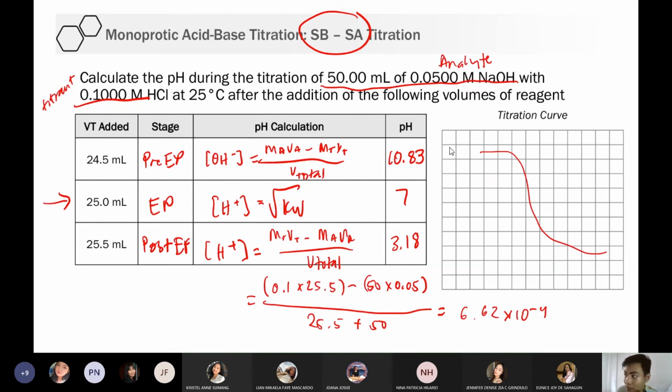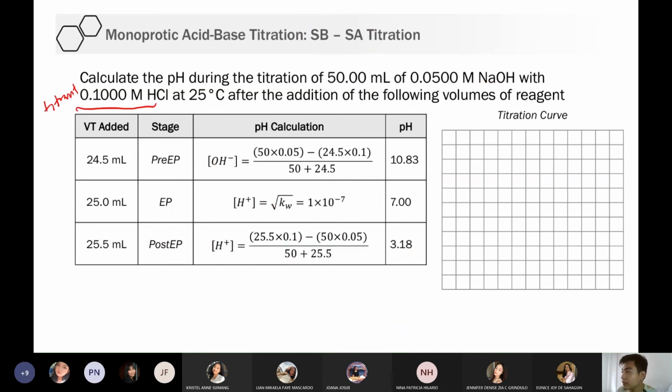So ibig sabihin nun, the graph will look like this. Base kasi yung analyte mo. So you start with the high pH. Then when you add titrant, bababa yung pH. Okay? So again, this has the similar concept with the previous one. Okay? So ito yung sagot natin. Ito yung summary. And nasa PDF naman 'to, no? So yan.